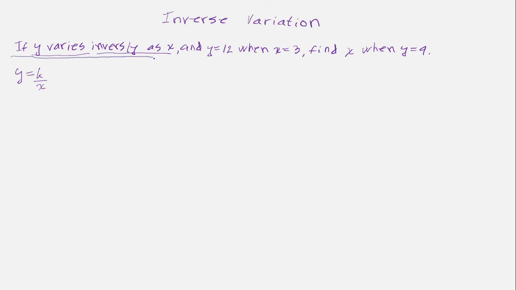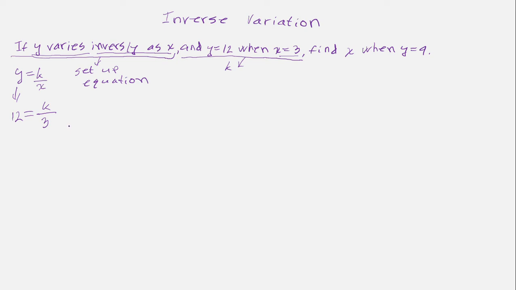So this part right here is actually for us to set up the equation, right? And then once we have the equation, the second part, this right here, is for us to find the constant. So y is equal to 12. So instead of y right here, we put 12. And then k is what we don't know right now. And then x is equal to 3 right there. So we put 3 there.